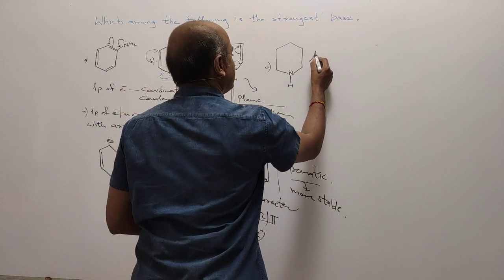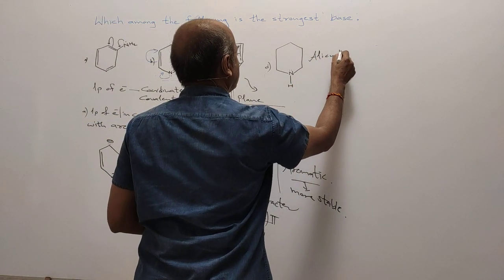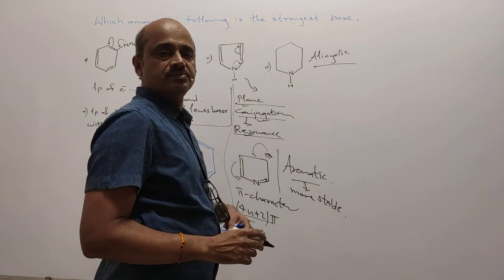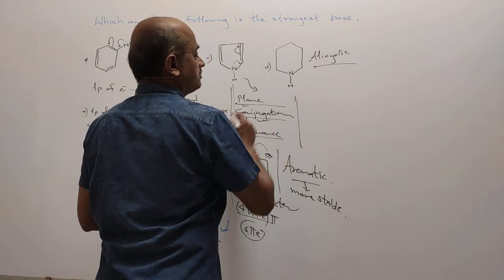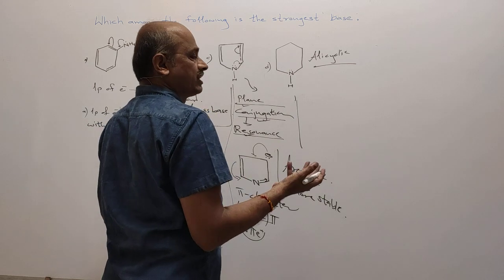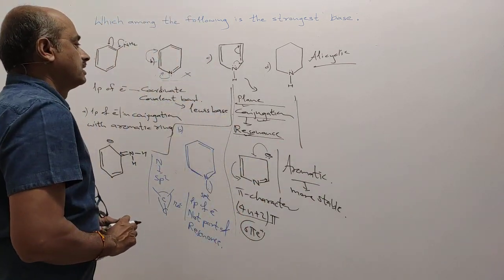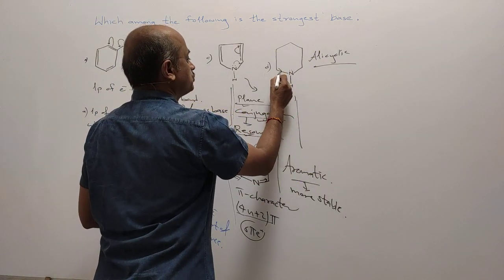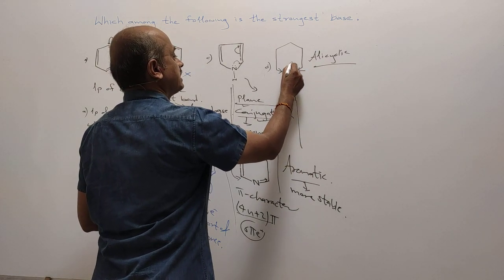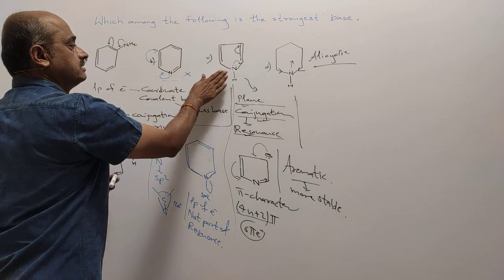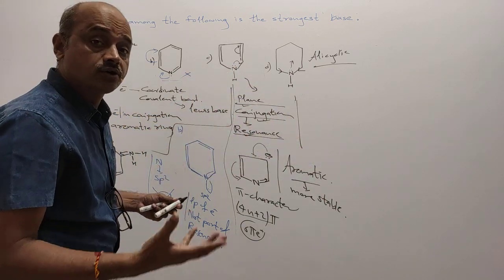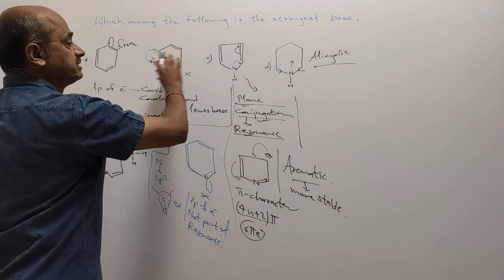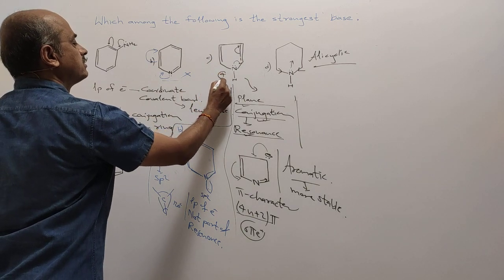What about this? This is alicyclic. All the carbon atoms are sp2, even nitrogen is sp2. No conjugation. So the question of aromaticity doesn't arise. And all these carbon atoms, being aliphatic, will show a plus I type effect, and therefore the lone pair is available. This lone pair cannot be donated easily to form a coordinate covalent bond with H plus ions because of aromatic nature. So among these four, this lone pair will be least easily available.